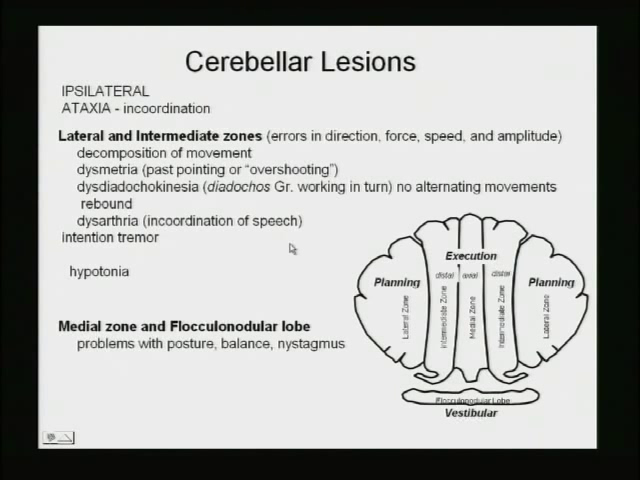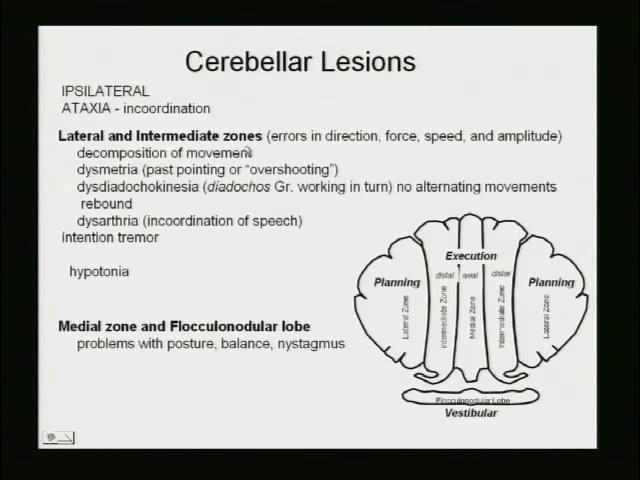Lesions, probably the most important part of the lecture. You have to know what happens as a doctor when you have lesions in the cerebellum. You might forget all these zones, you might forget granule cells, mossy fibers, climbing fibers, but you can't forget what happens when things go wrong. And the key would be ipsilateral ataxia, incoordination.